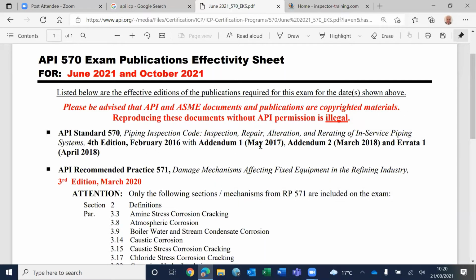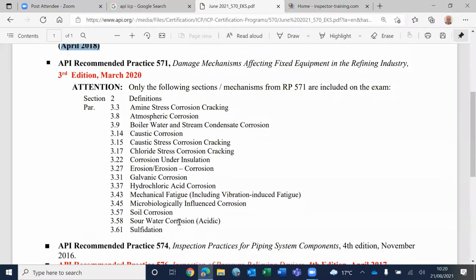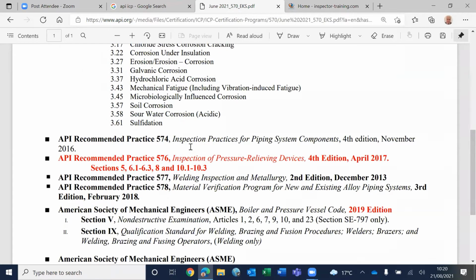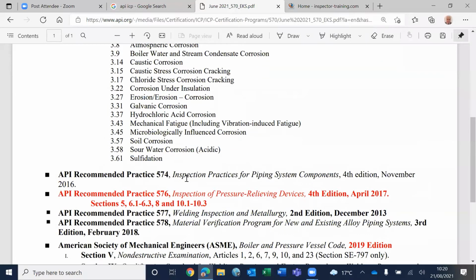You should study also the addendum that are brought here. So make sure that you're reading the correct revision, which is 2018 revision. API 571, you only need to study these different types of damage mechanism and corrosion types. And API 574, it's an inspection practice. So I would suggest that you study 574 in conjunction with API 570. 574 is inspection practice and the 570 is the code.